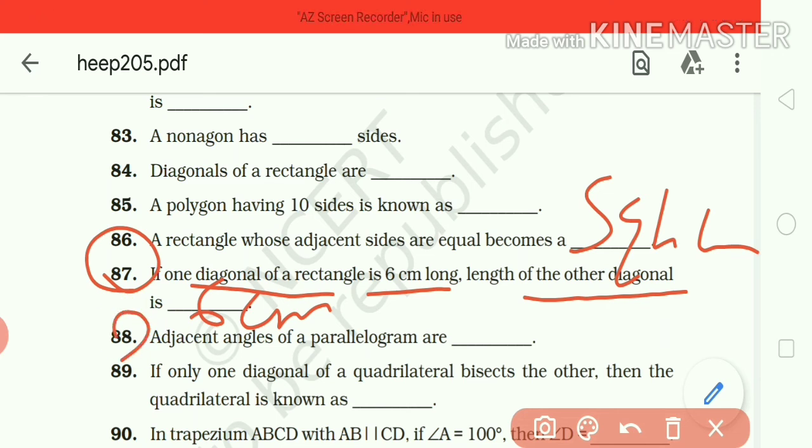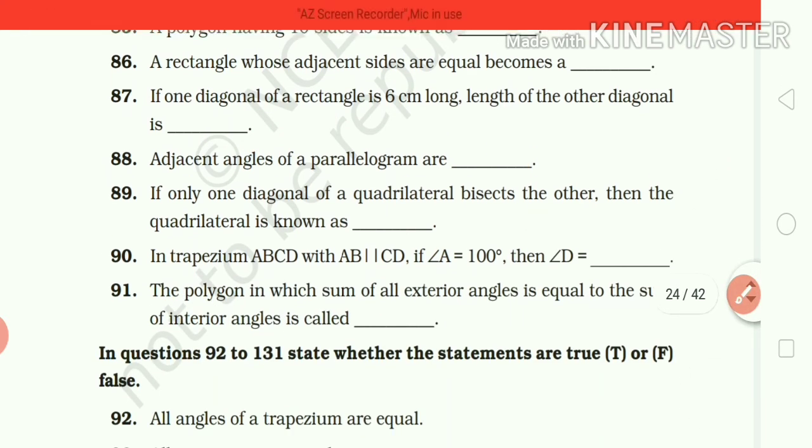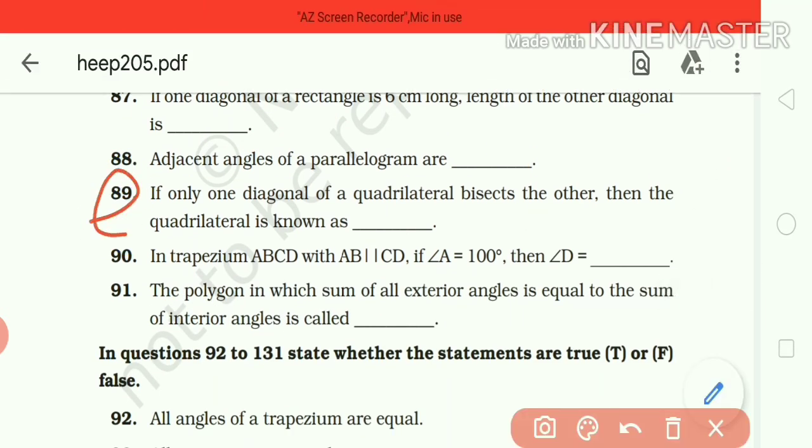Now come to question number 88. The adjacent angles of the parallelogram are supplementary. You know that they are supplementary because the sum is 180 degrees. Question number 89. If only one diagonal of the quadrilateral bisects the other, then the quadrilateral is known as.